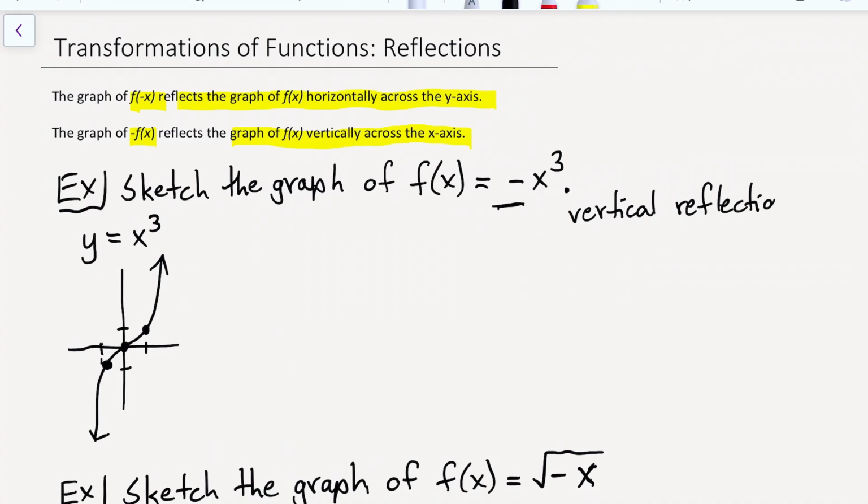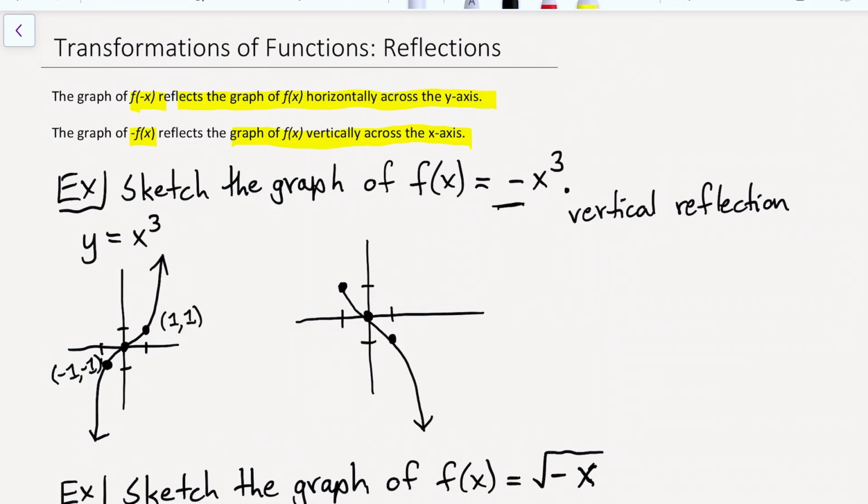So we look at the graph of the toolkit function y equals x cubed as shown here, and to correctly show the transformation, we want to take each point and reflect it vertically across the x-axis. So instead of having the point (1, 1) as shown in the toolkit function, we will now have the point (1, -1). And instead of having the point (-1, -1), we will now have the point (-1, 1). So this entire picture is going to get flipped upside down. Here's the graph of f of x equals negative x cubed.